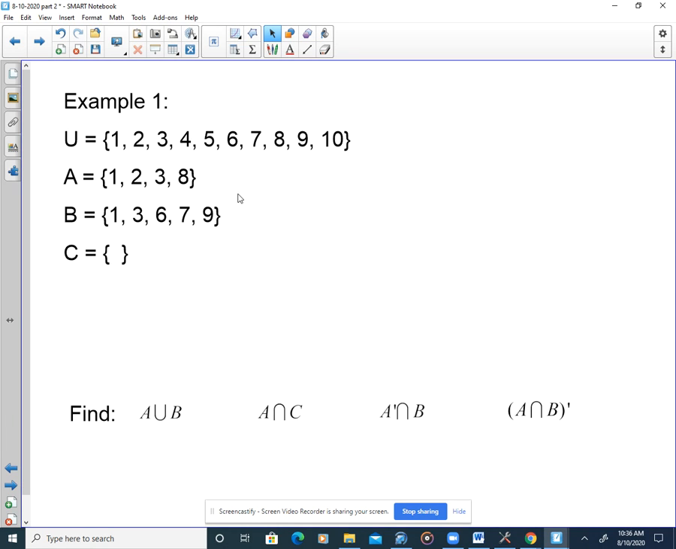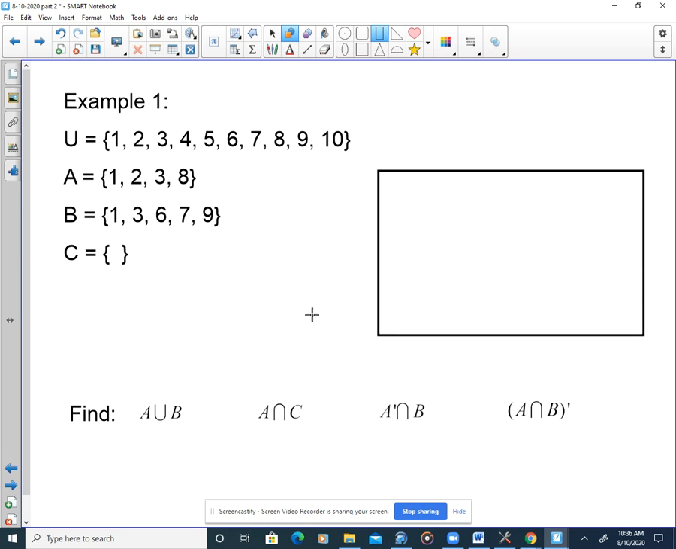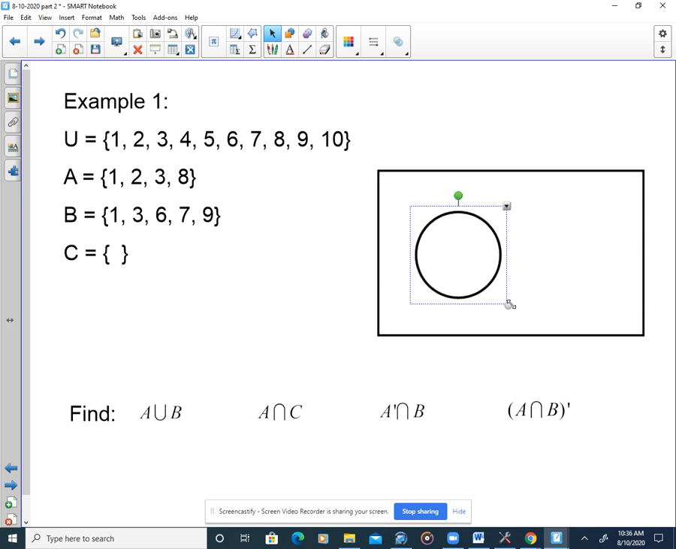Well, the first thing I want to do is I want to draw a Venn diagram that represents this universe. So I'm going to make a rectangle. This is going to represent my universe. And then within that rectangle, I'm going to put two circles, A and B. Now, I need to think about how these circles are going to look. Are these circles going to be disjoint? Are they going to be equal to each other? Are they going to intersect?